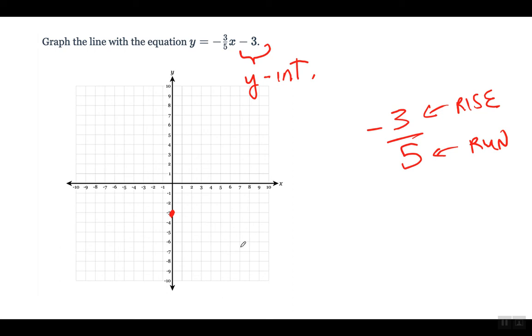All right, the negative sign tells me that the line is going to go down from left to right. So I'm going to go down 3, 1, 2, 3, and to the right 5 and put a dot. Or up 3, 1, 2, 3, and to the left 5 and put a dot.